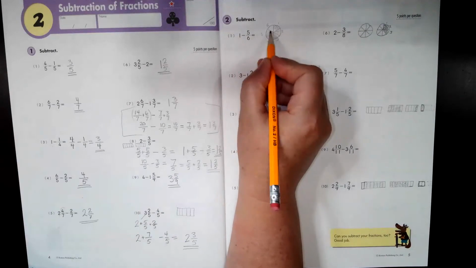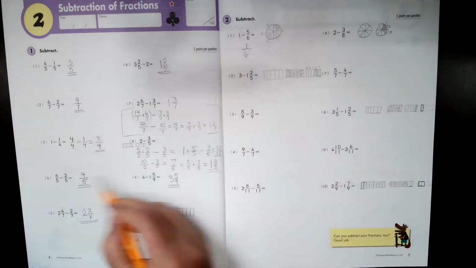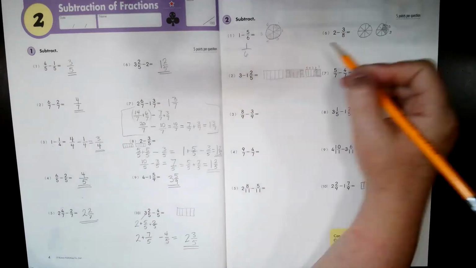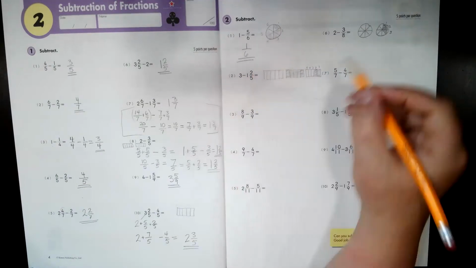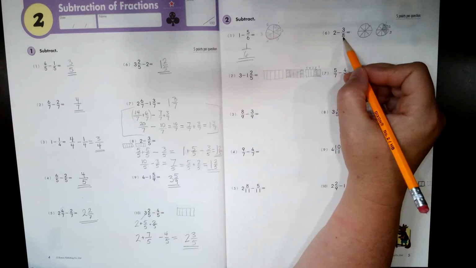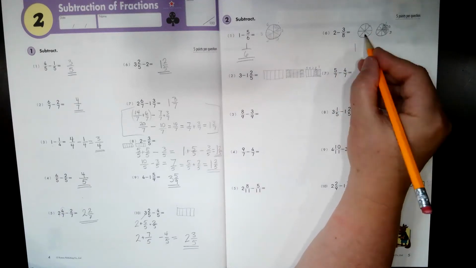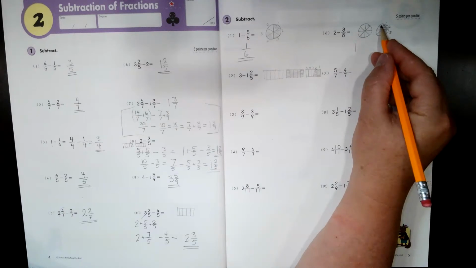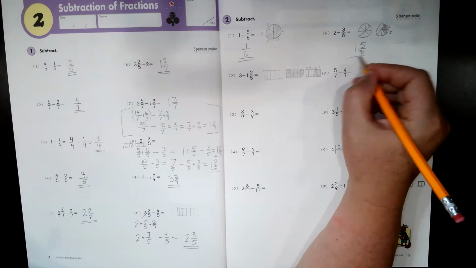1 minus 5/6, there's 1 part left. So I don't have to do all of the math piece if I can visualize that there's 1 part left. We're trying to make these pictures in our head that will help us. So that's your final answer. 2 minus 3/8, I have 1 whole, so I know I need 1 whole. And I have 1, 2, 3, 4, 5 of 8 parts left. So that's my final answer.